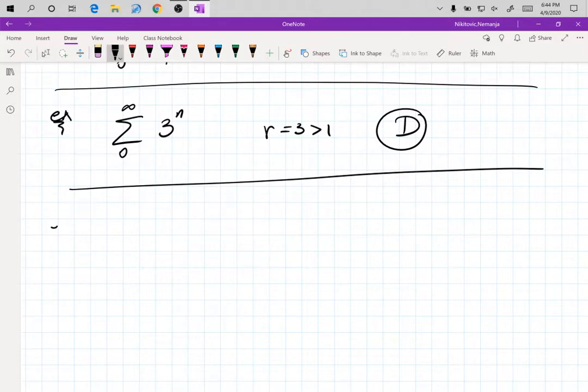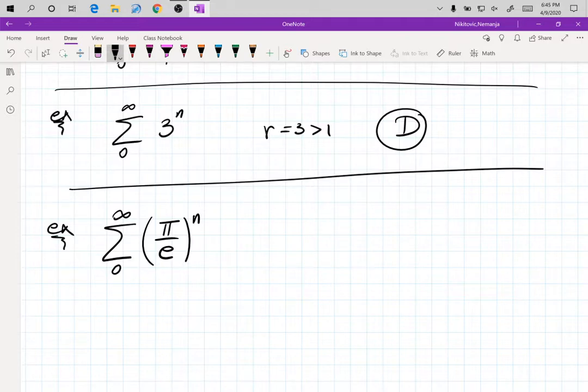Let's take a look at a spicier example. Summation from 0 to infinity of pi divided by e to the n. Right? So your R is pi over e. And that's bigger than 1, because pi is 3.14, e is about 2.7, right? So when you divide them, you're going to get a number that is bigger than 1. Divergence.